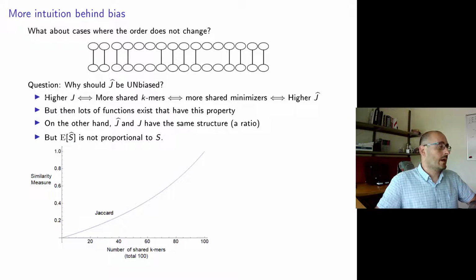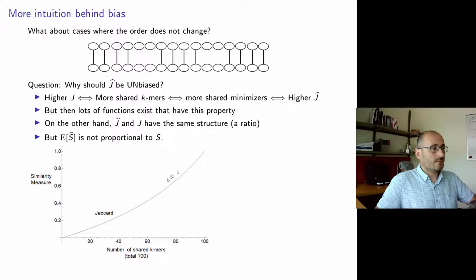Well, the way I thought about it is that as you have a higher Jaccard similarity, it means you have more shared k-mers. And if you have more shared k-mers, you have more shared minimizers, at least probabilistically. And if you have more shared minimizers, you have a higher estimate value. So in this way, both the true value and the estimate value will increase as the number of shared k-mers increases between sequences. But the problem with this intuition is that lots of functions exist that have this property.